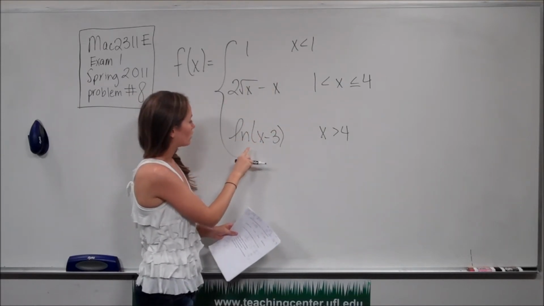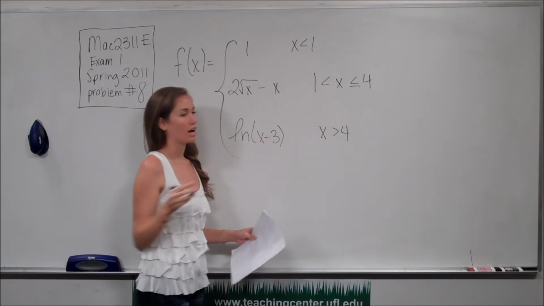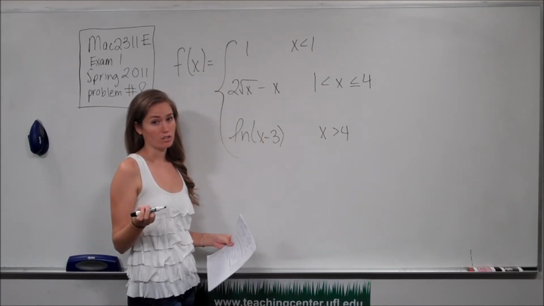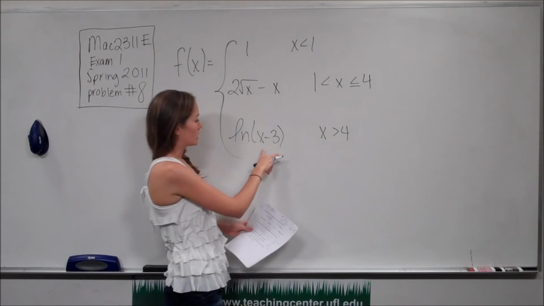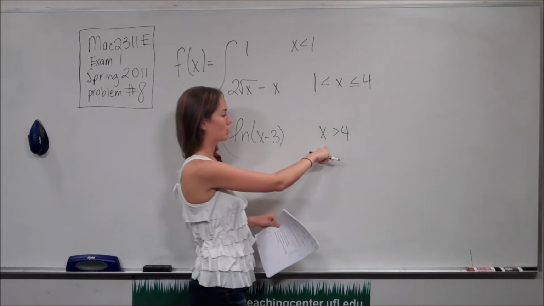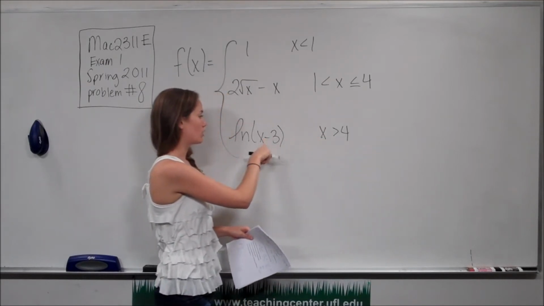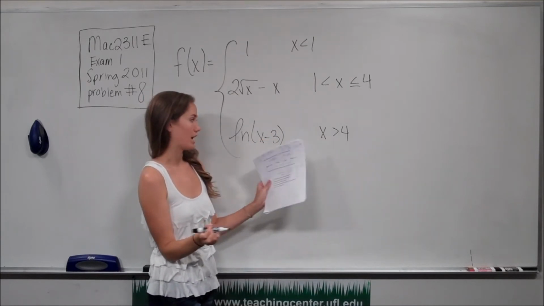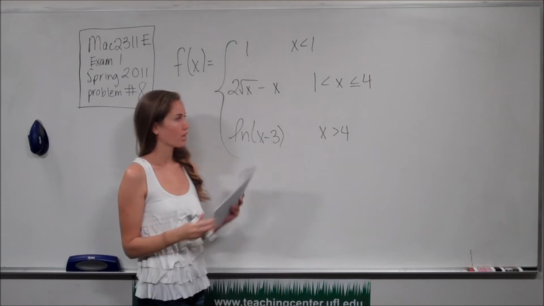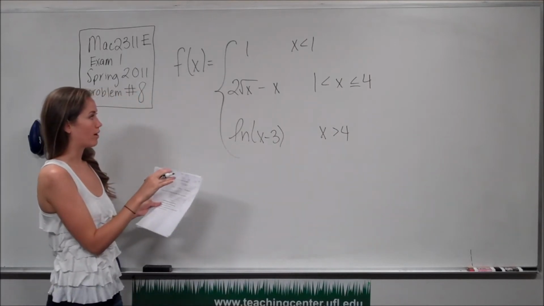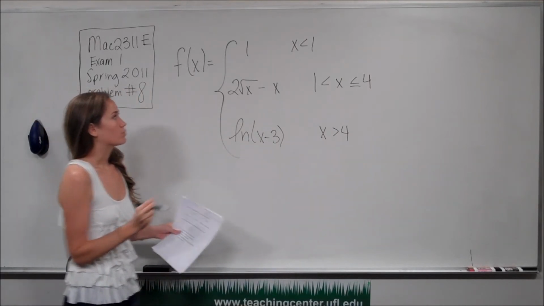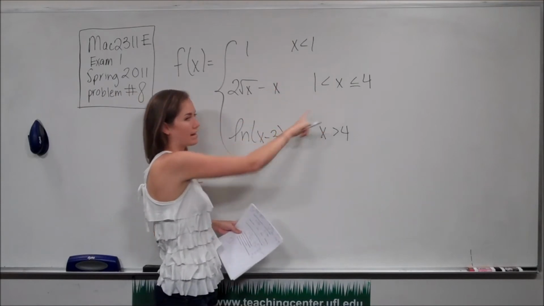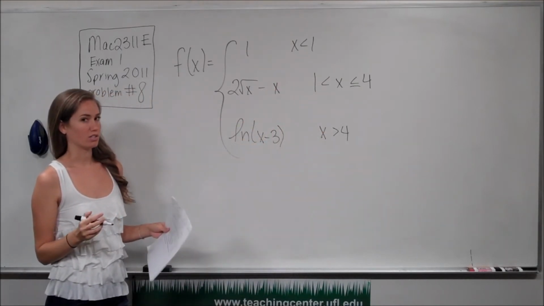And then we're going to go down and look at the ln. We know we have to take the ln of something that's greater than 0. And so we're taking the ln of x minus 3 when x is greater than 4. So we know that this is always going to be greater than 0 as well, because we're only plugging in x values that are larger than 4. Okay, so we know everything's good so far. So what we need to figure out is what's happening at x equals 1 and then at x equals 4, because that's where our discontinuities are going to be.